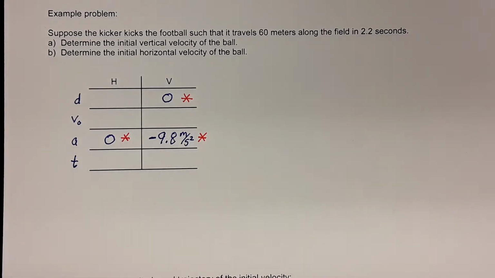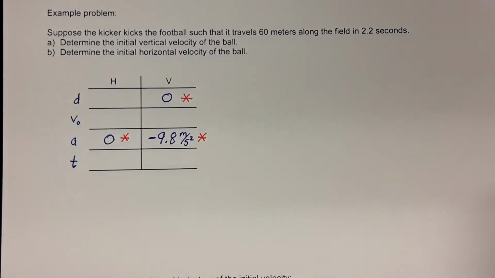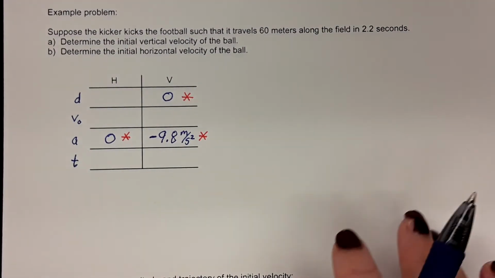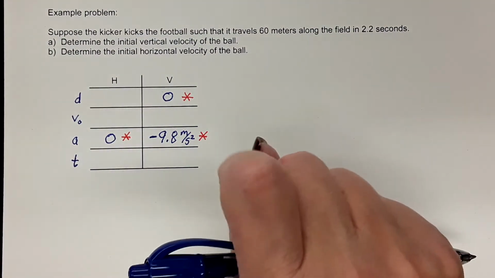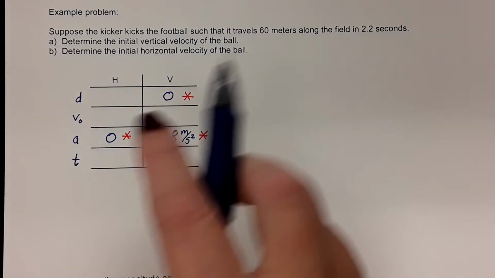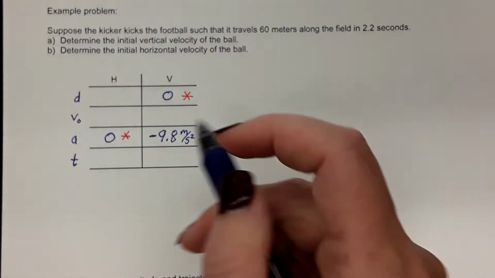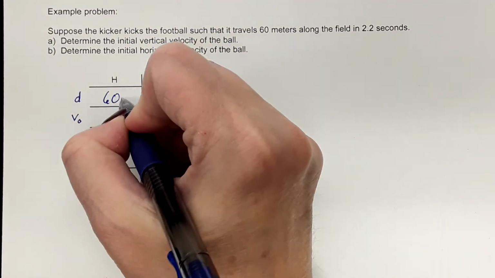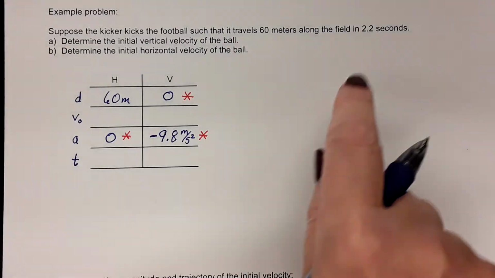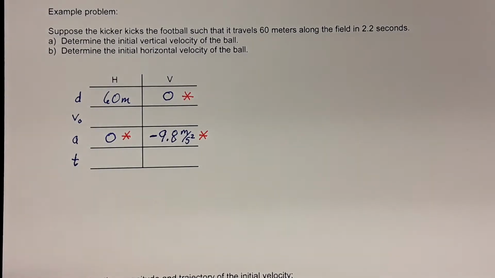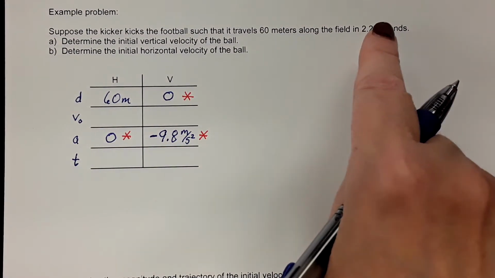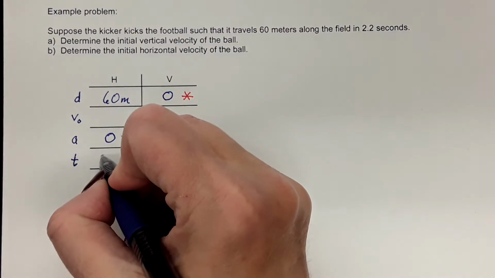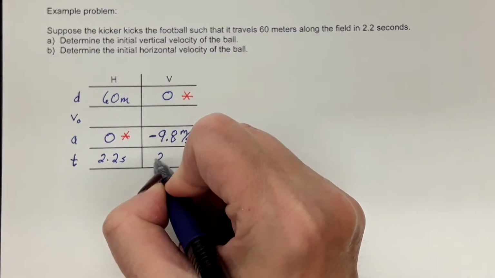Okay, so what we're going to do is now we're going to read the problem and stick in the given information. So here we go. It says that the ball traveled 60 meters along the field. Well, that would be the range because that's horizontal if it's along the field. So we put that there. The 2.2 seconds is the hang time. Now here's where we have to remember both motions take place concurrently in that time period. So that goes on both sides.